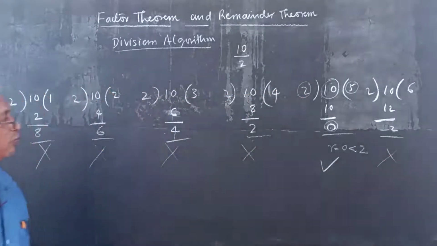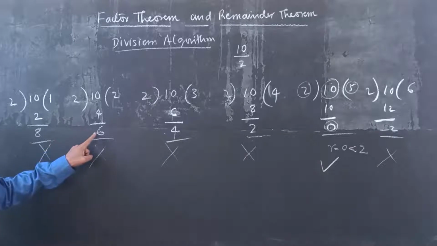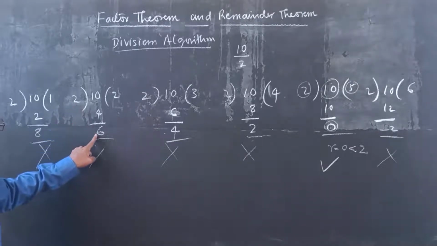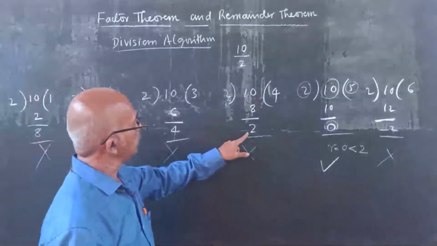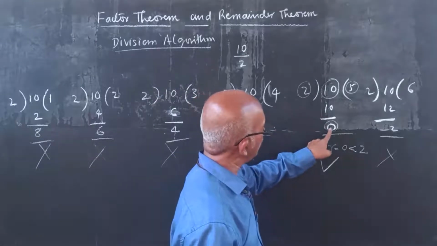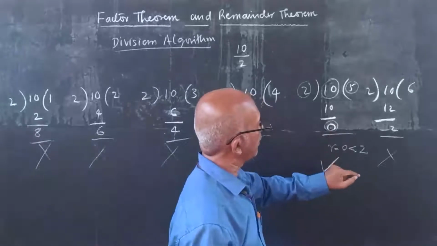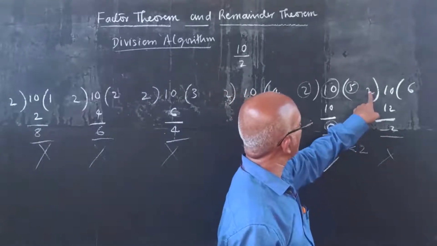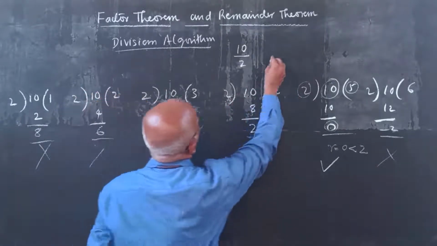Why? Because 8 is not equal to 0 and it is not less than 2. So we will reject. 6 less than 2, false. 4 less than 2, false. 2 less than 2, false. 0 is less than 2, and this is called the remainder. Minus 2 less than the divisor, this is also false.